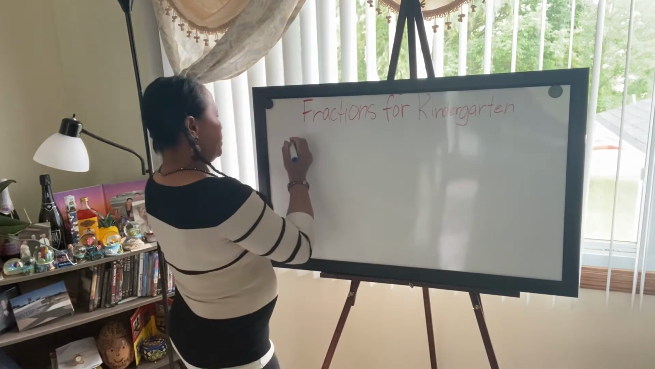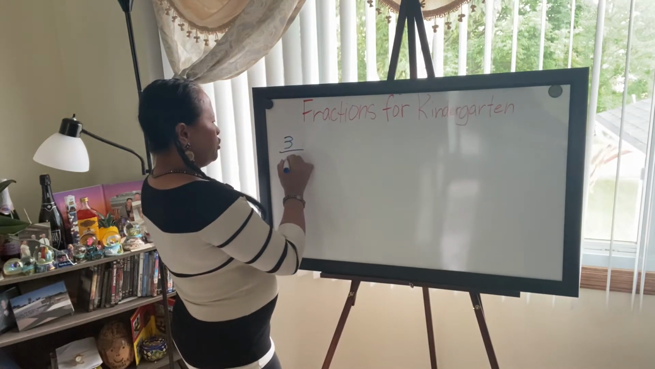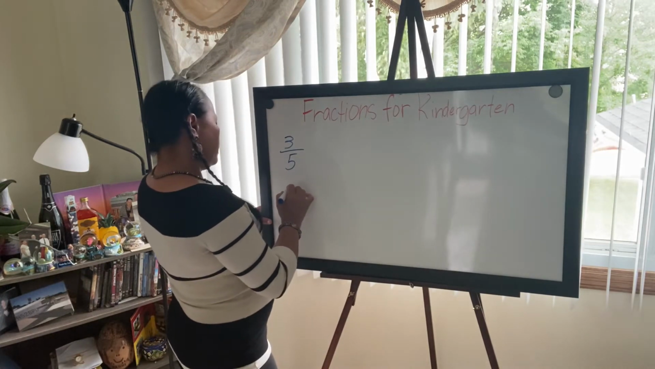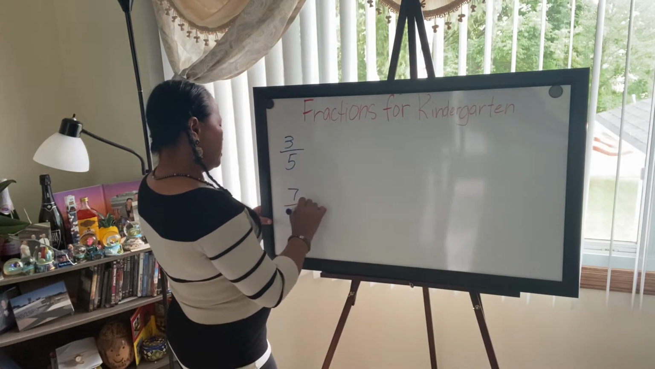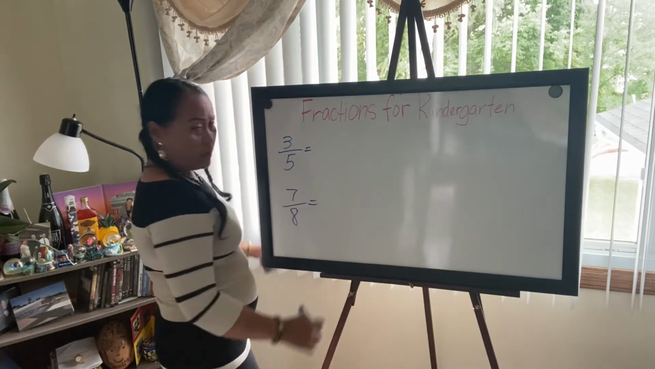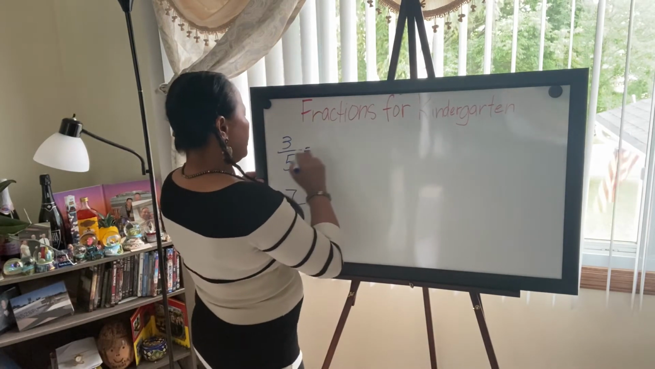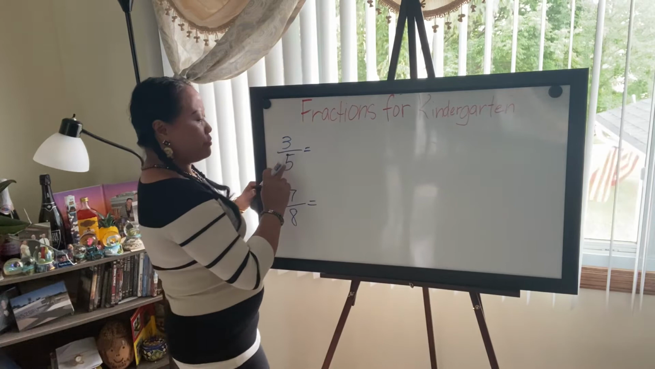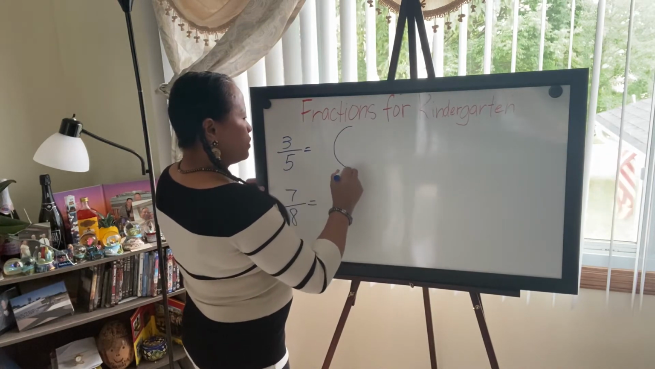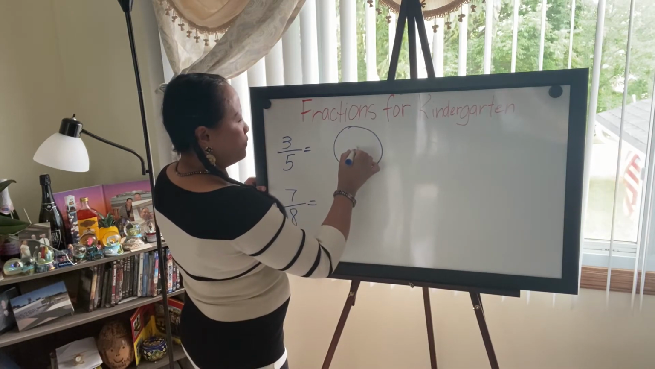Another example, like 3 over 5. Then, let's say 7 over 8. Now, we will draw how to shade this fraction. That means there are 5 parts. Here, let's divide into 5.